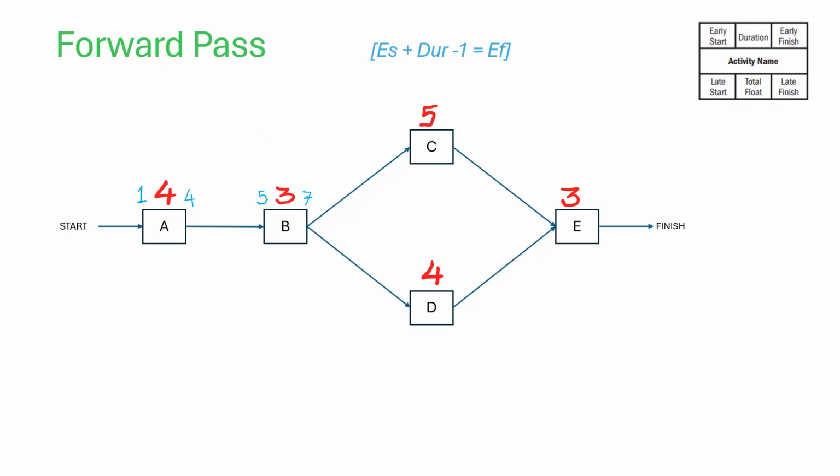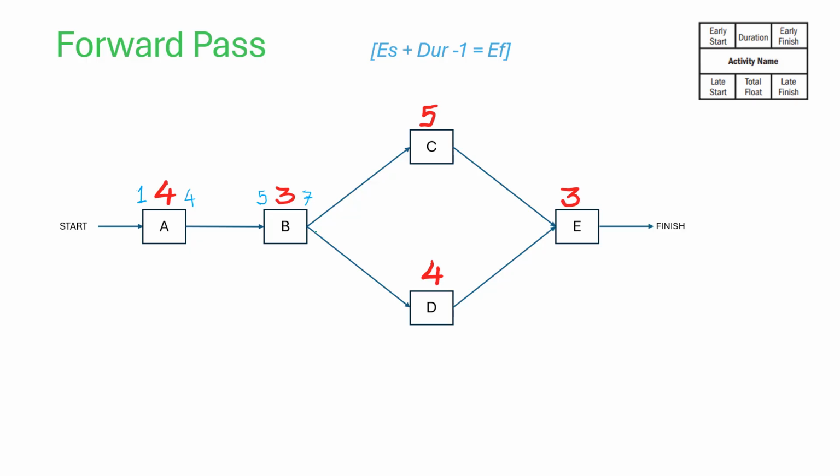Early start plus the duration minus 1. That is the early finish. So 5 plus 3 minus 1, 8 minus 1 is 7. This is a formula you can use when you are dealing with larger numbers in real life projects.